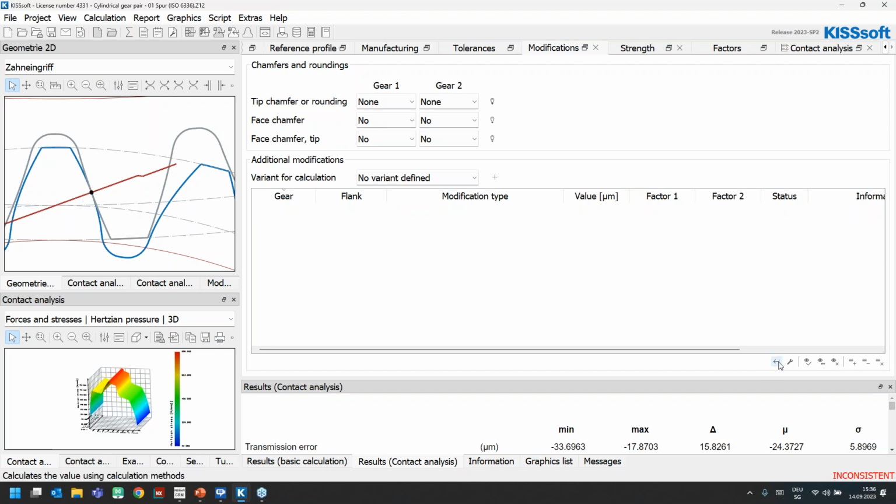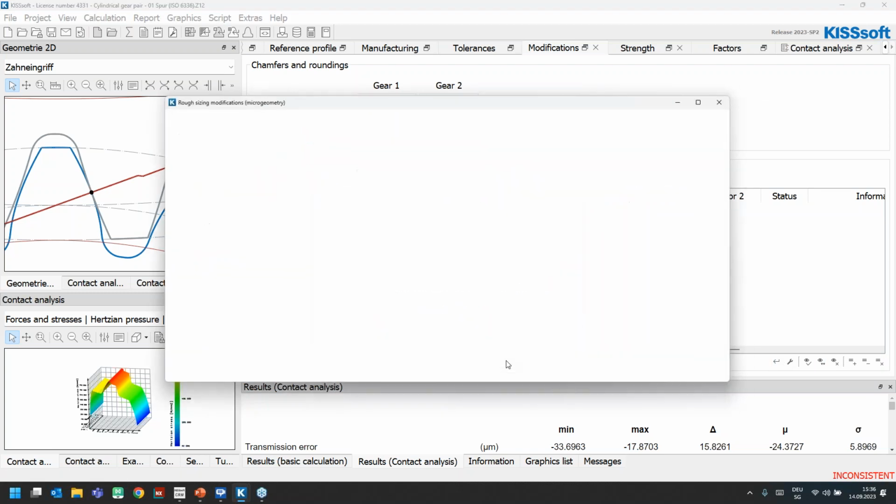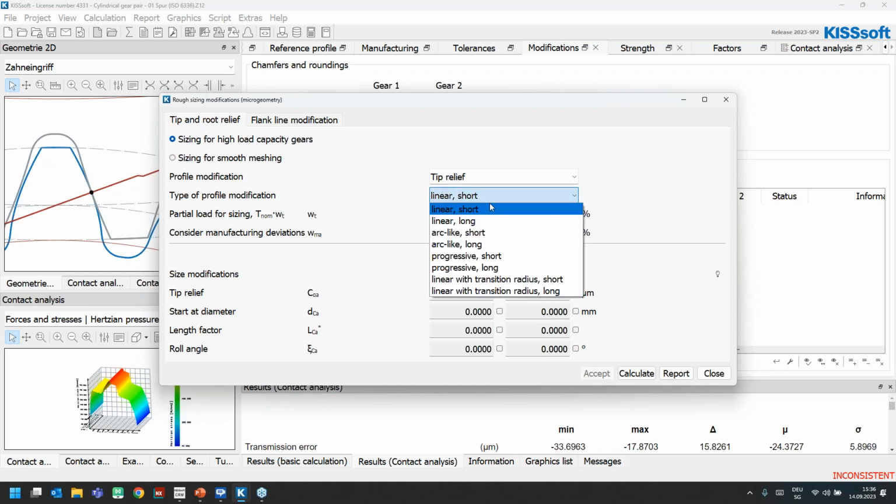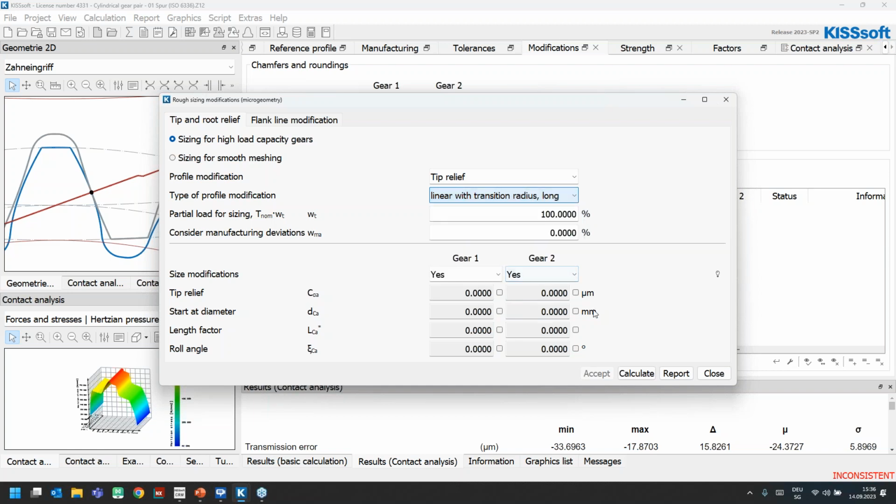For this, again, I can go to the sizing function. Here I can size a tip relief, or I can size tip and root relief. If I want to modify only the pinion, I'll use tip relief. And here you can see the different types of profile modification. It can be linear, meaning the involute will still be an involute, but at a different pressure angle. It can be arc-like or progressive. These modifications are no longer strictly involute. But I will use linear, which is just like this one, but it has a small transition radius to avoid this sharp corner.